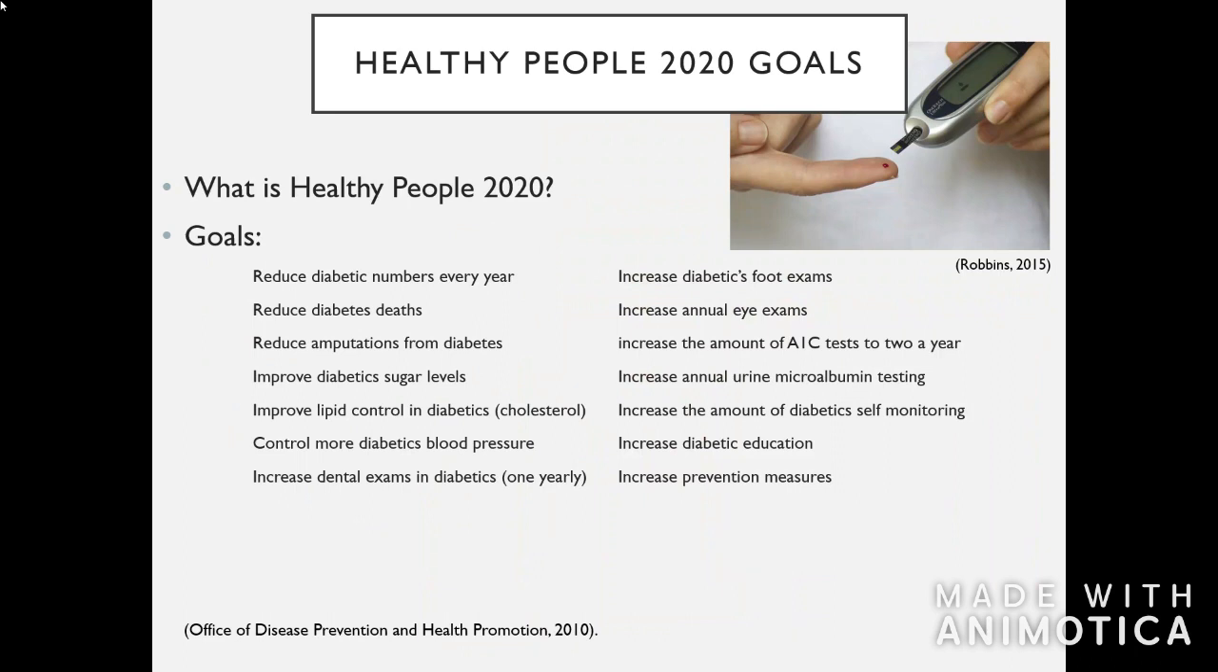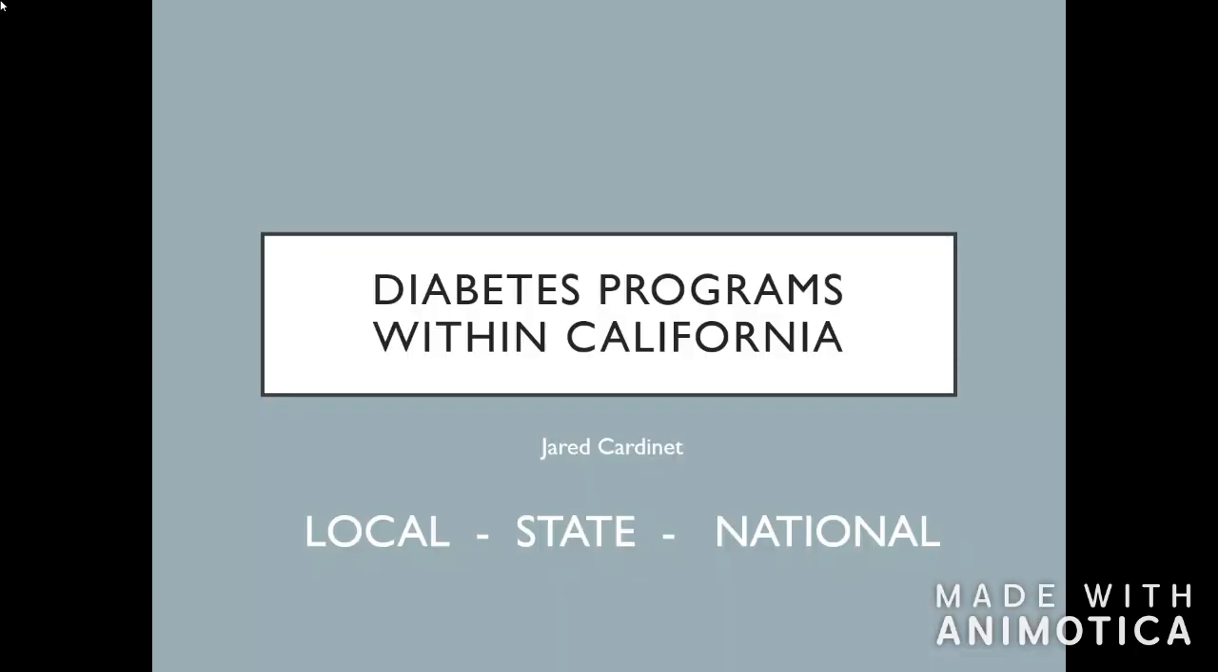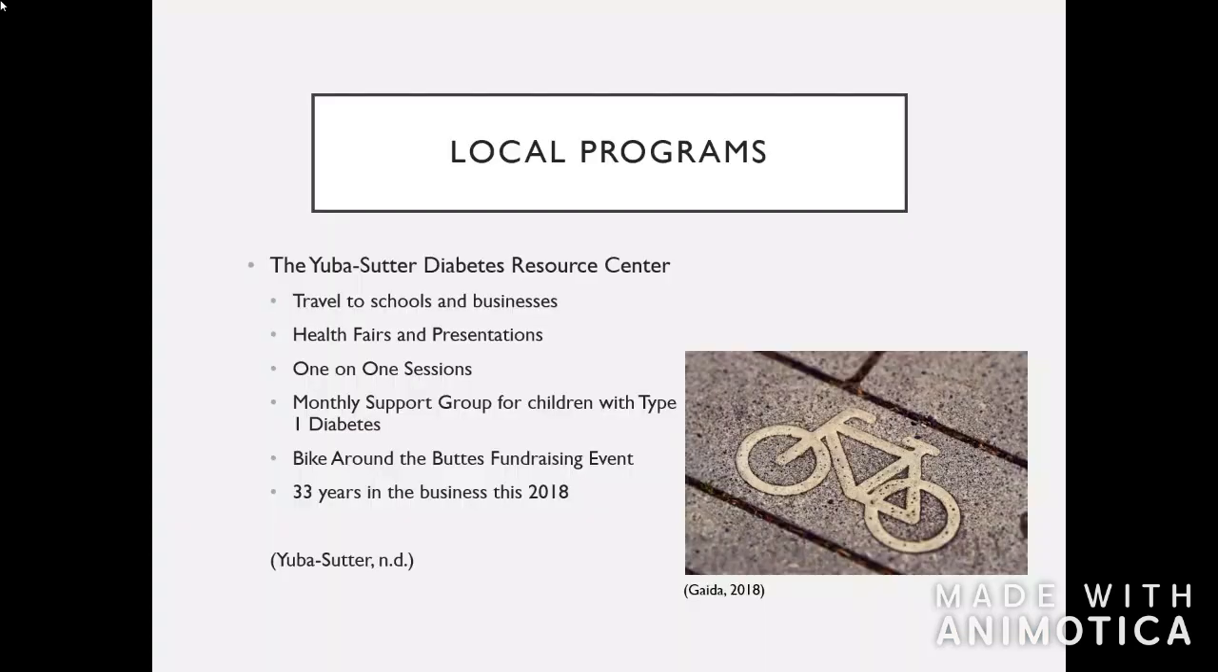In this section of the presentation, we're going to review programs that are available to the diabetic community. These programs will include local, state, and national levels. The Yuba Sutter Diabetes Resource Center offers educational classes to promote health and wellness within the diabetic community. Their executive director, Oida Wakefield, travels to other businesses or schools to spread awareness, usually in the form of health fairs and presentations. But the program is also available for one-on-one sit-down conversations.